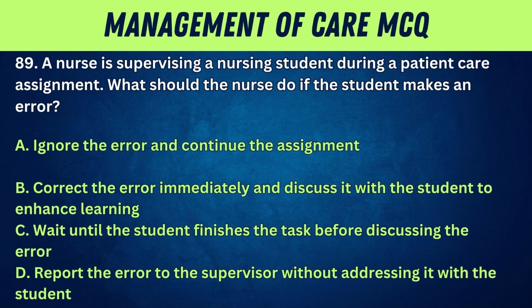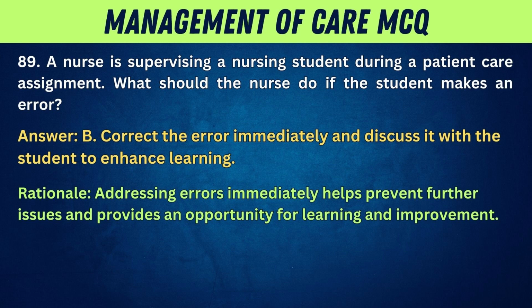their preferences. 89. A nurse is supervising a nursing student during a patient care assignment. What should the nurse do if the student makes an error? A. Ignore the error and continue the assignment. B. Correct the error immediately and discuss it with the student to enhance learning. C. Wait until the student finishes the task before discussing the error. D. Report the error to the supervisor without addressing it with the student. Answer. B. Correct the error immediately and discuss it with the student to enhance learning. Rationale. Addressing errors immediately helps prevent further issues and provides an opportunity for learning and improvement.